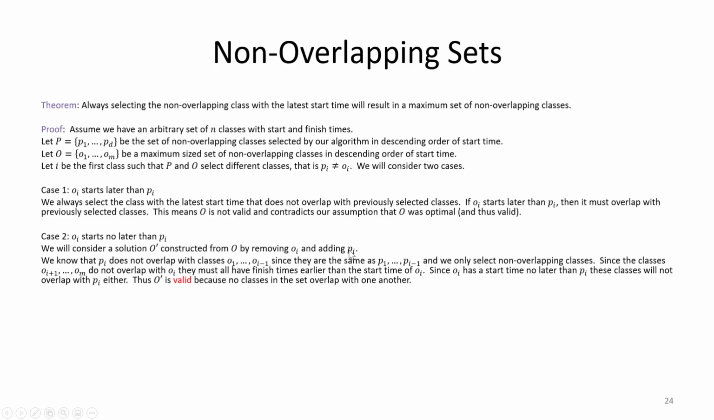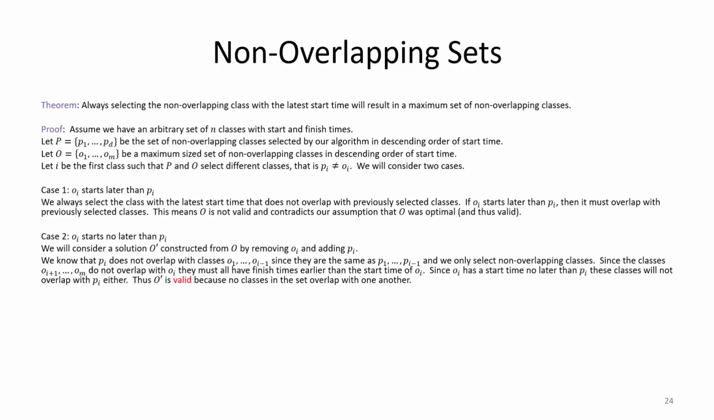And since PI doesn't overlap with any of them, we know it doesn't because our algorithm never puts in overlapping classes, it must not overlap with these ones as well. They're the same classes. So all the ones that were in there before don't overlap with the ones we have now, so we're good. What about the ones that were in later?